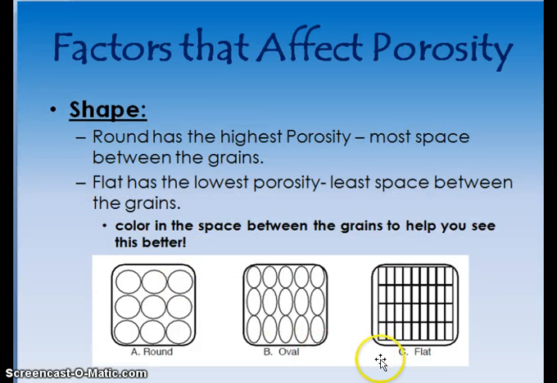So there are some things that are going to affect the porosity. The shape is one thing. If you look at these pictures down here, the rounder the shape of the sediment, the higher porosity you're going to have, because there's more space between your grains. So what I want you to do is to take your pencil and color in all these spaces in each of them so you can actually see the difference between the spaces. So round, you're going to have way more space, flat, less space.